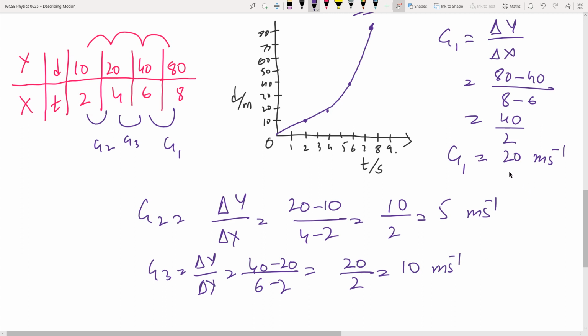Now as you can see, all these values are different. And if I take larger intervals, such as between 6 and 4, or between 8 and 4, even then I'm going to get different values, and that shows that the gradient of the line is changing dramatically.